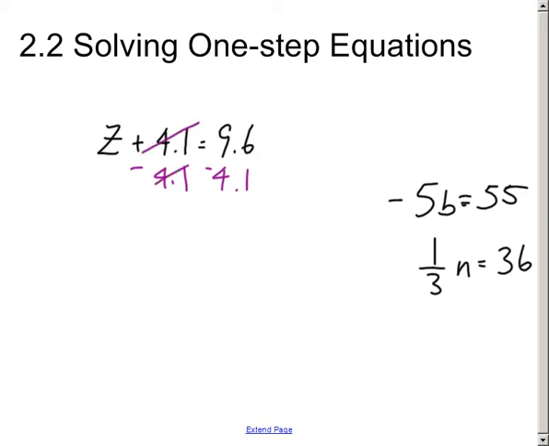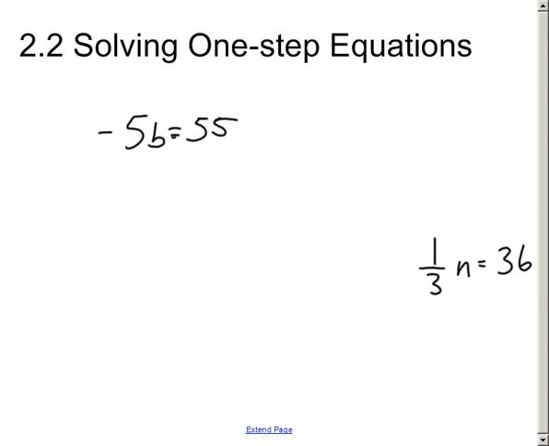Those cancel over on the left. I get z equals 9.6 minus 4.1, or 5.5. And again, we can check it. 5.5 plus 4.1 is indeed 9.6. Okay, so that one's easily enough looked at.